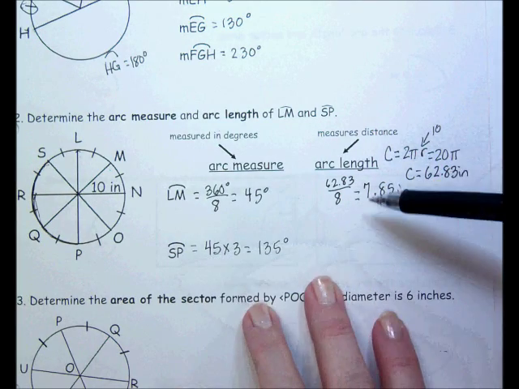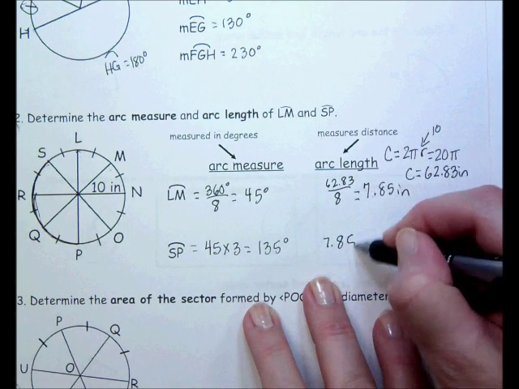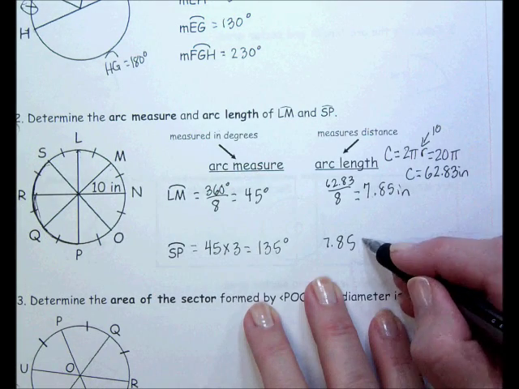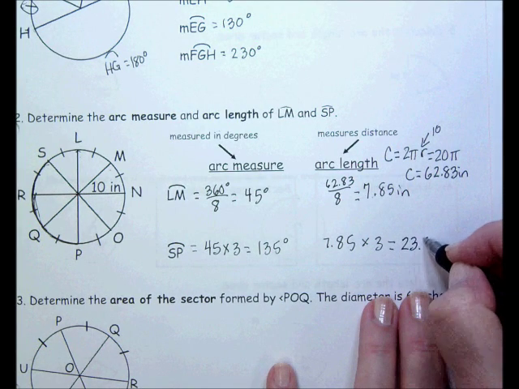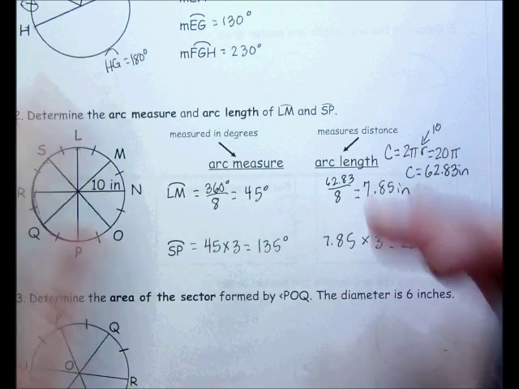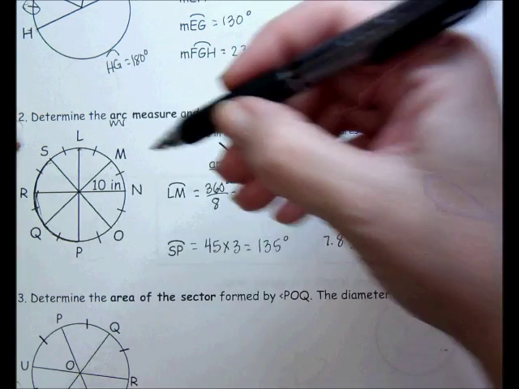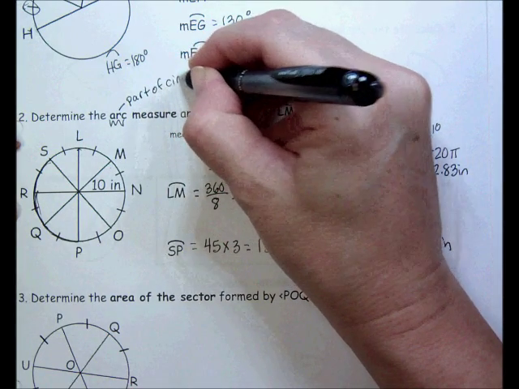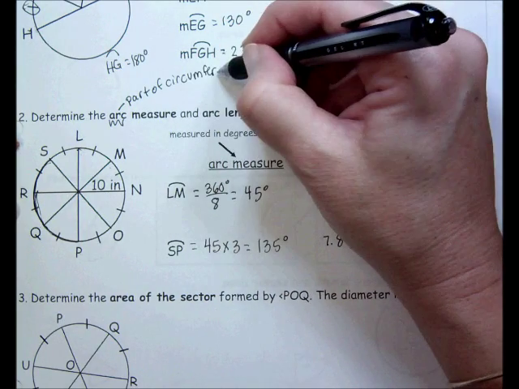Now, we kind of do the same process here. I know that each little section has an arc length of 7.85, and there are 3 of those arc lengths that make up SP, so I multiply it by 3, and I find that my arc length is 23.55 inches for arc SP. So that deals with part of the circumference, or arc. An arc is part of the circumference. That's our definition.